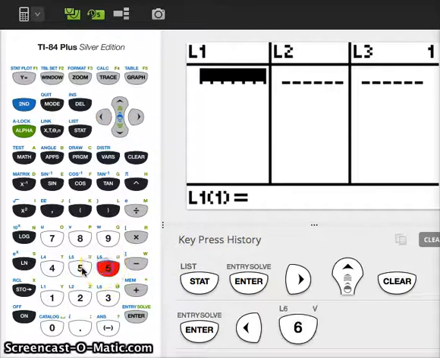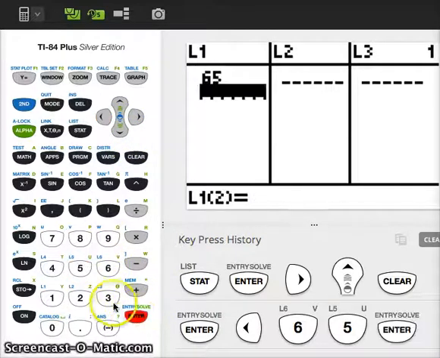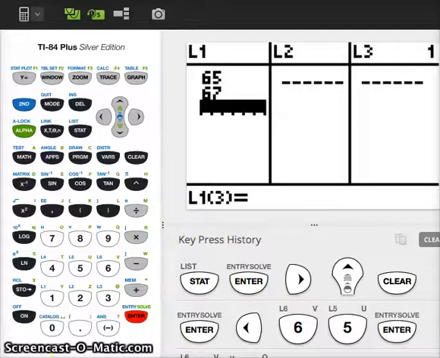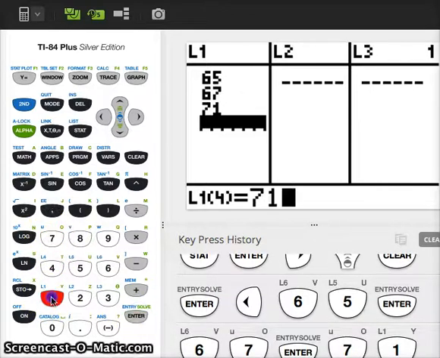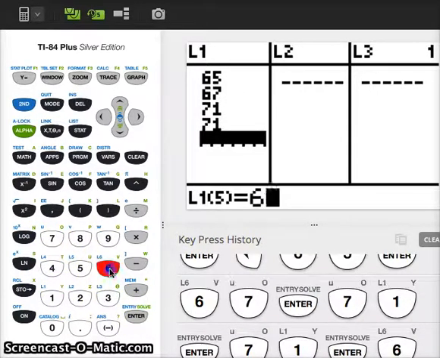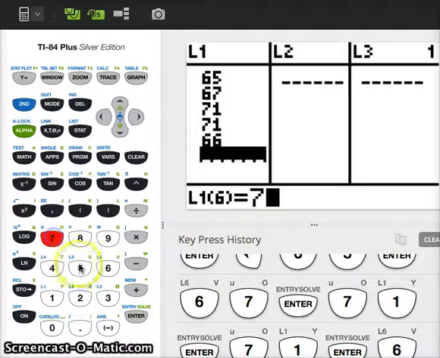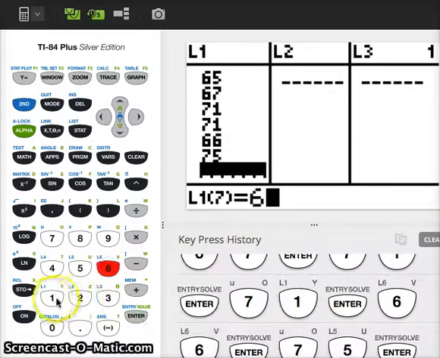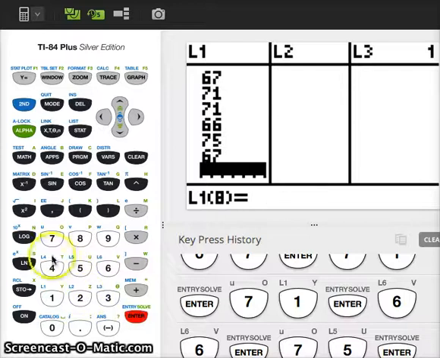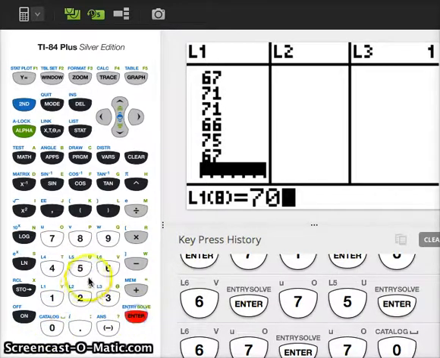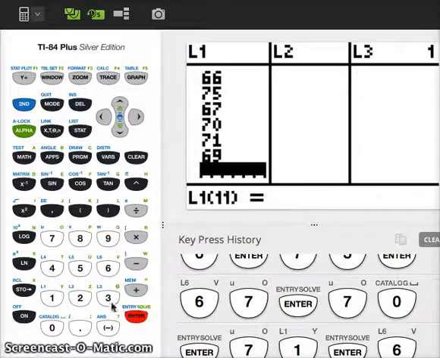So folks, I'm just going to start with the X column, 65, 67, 71, 71, 66, 75, 67, 70, 71, 69, and 69. Okay, so now all the data is in for the X, that's my L1.